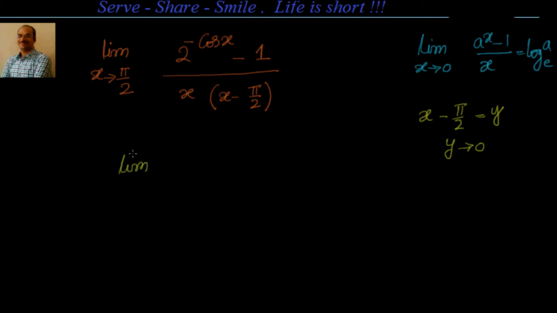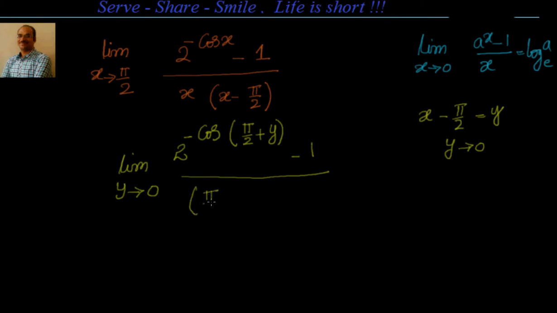So it will become limit x tends to pi by 2, as I said, y will tend to 0, 2 power minus cos of x, which is nothing but equal to pi by 2 plus y. So I can write it as cos of pi by 2 plus y, minus 1, divided by x, which is pi by 2 plus y, into x minus pi by 2, that is y.